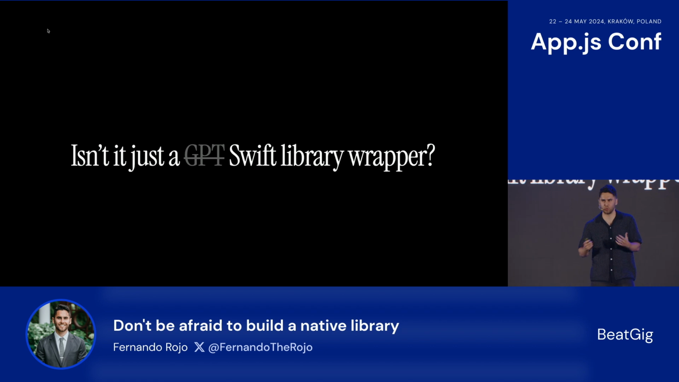Now, isn't this just like a Swift library wrapper? After all, what's so special about that? And really, that is the point. When you face a problem in React Native, you don't need to reinvent the wheel in JavaScript. You have access to native primitives and native libraries. So use them when it's useful.